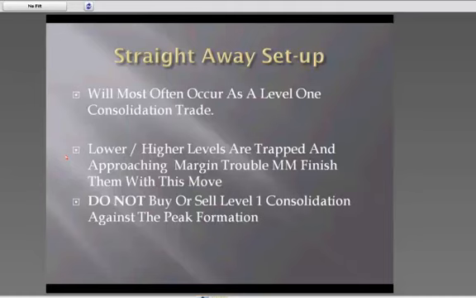Okay, the straightaway setup will most often occur as a level 1 consolidation trade. Understand what happened. Lower, higher levels are trapped and approaching margin trouble. Market makers finish them with this move. Do not buy or sell level 1 consolidation against the peak, period. That's it. That's how you stay out of that.